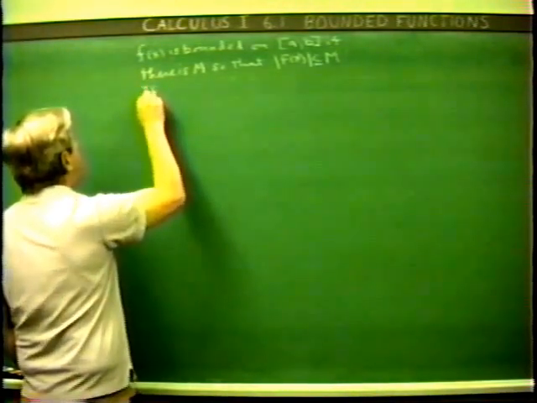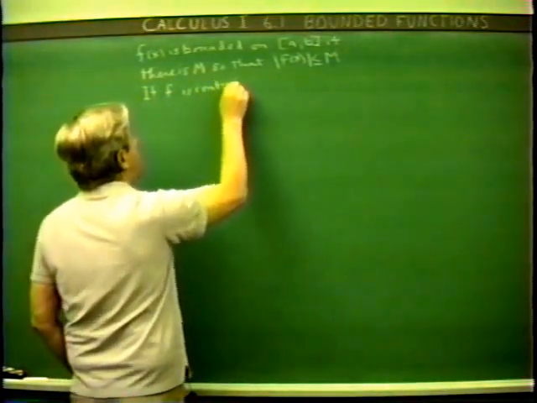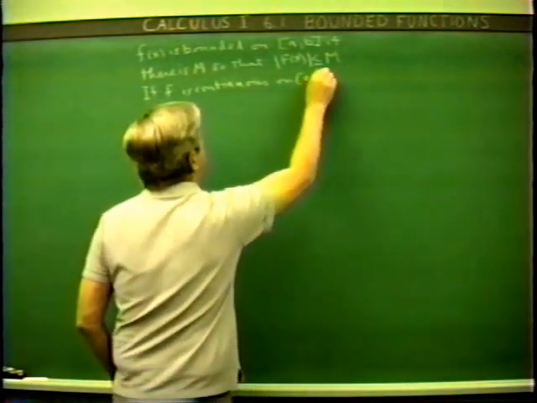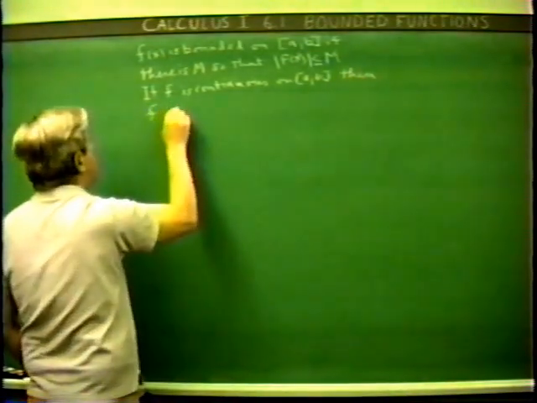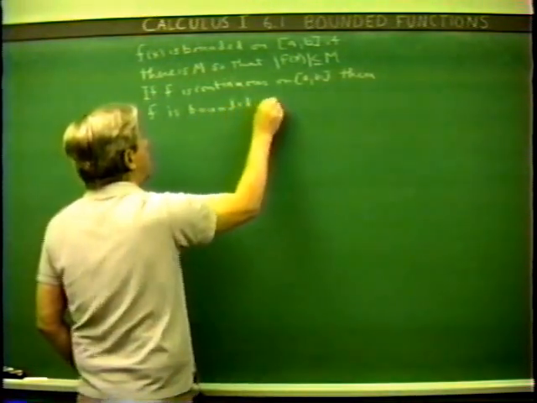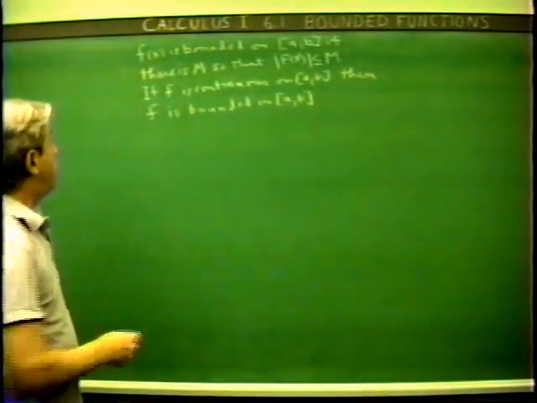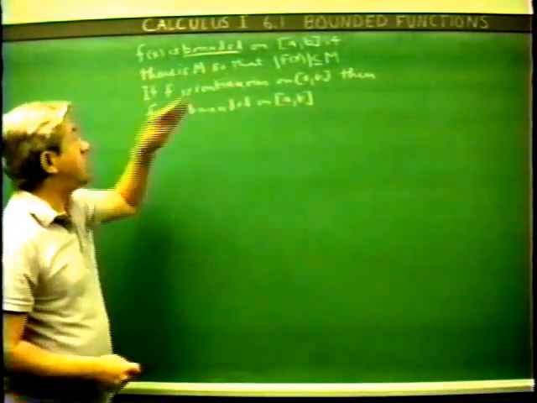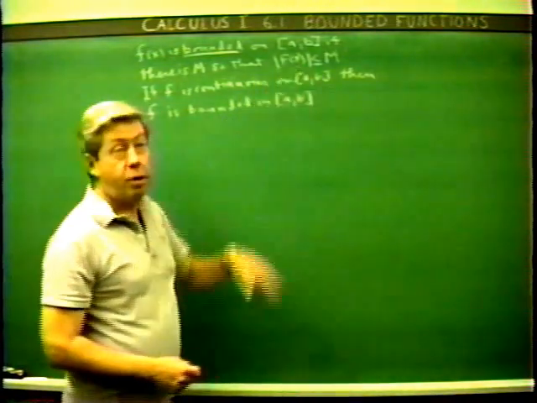The result that we want, first of all, is that if f is continuous on [a, b], then f is bounded on [a, b]. And here, the fact that the interval is closed is important. For the definition of boundedness, a function will be said to be bounded on a set if there's a number m, so that it's less than or equal to m in absolute value for each x in the set.